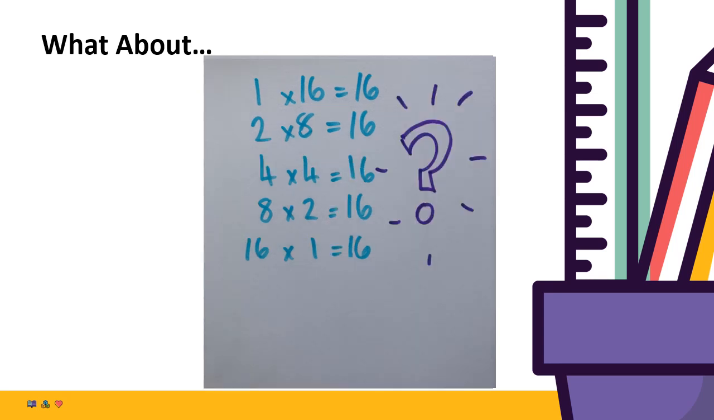Have a think. Between each of these questions, is there a relationship? So if you look at 1 times 16, 2 times 8, 4 times 4, 8 times 2, and 16 times 1, is there a relationship between those numbers? What do you think?